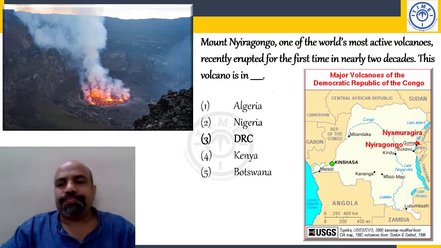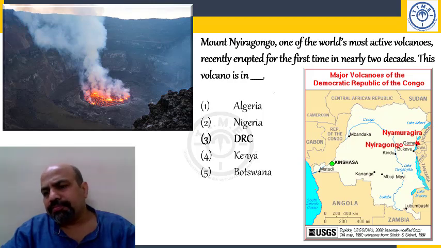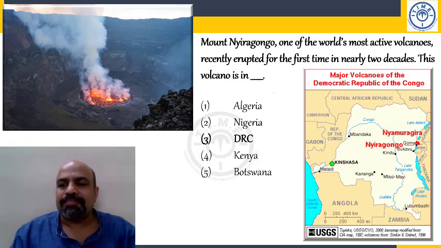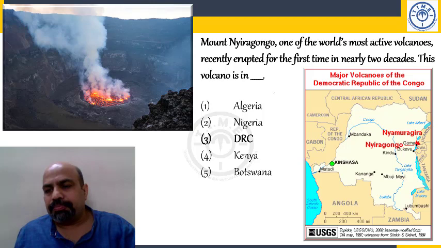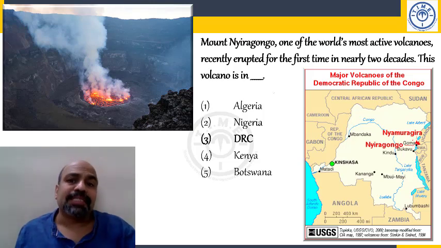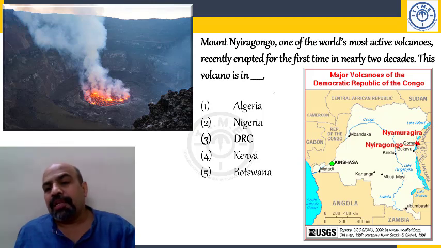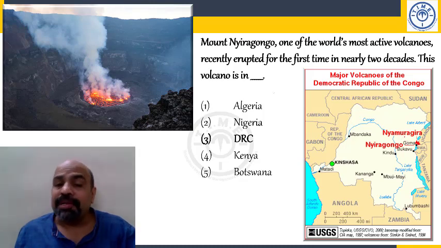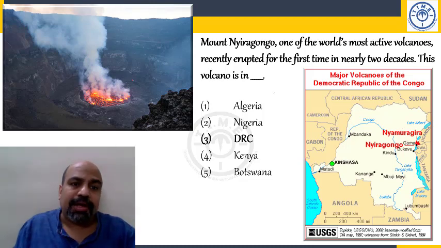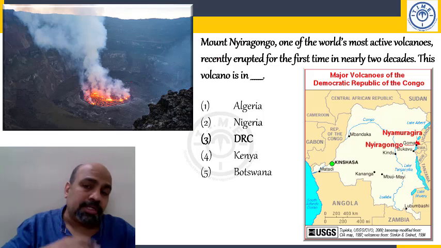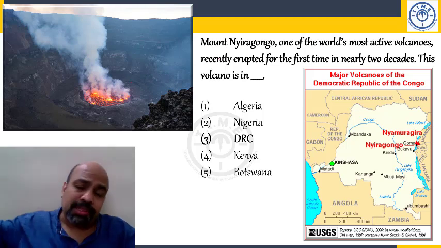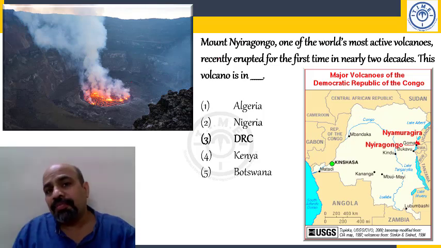Okay, so it has just erupted recently, and it is pretty close to the city called Goma. This is one of the biggest cities in the DRC, the Democratic Republic of Congo, and the entire town has been evacuated because the lava has been flowing into the town. It has gone to the airport. It has overrun the runway and everything else.